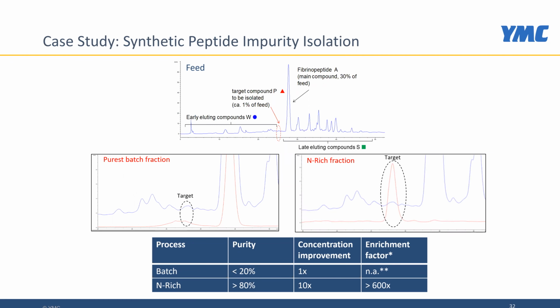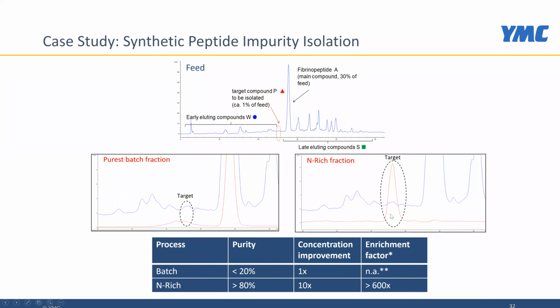This technique is not only applicable to antibodies, but also to peptide impurities, where characterization of impurities is also very important, and it's usually very difficult to get them in pure form. So this shows an example of a fibrinopeptide where the aim was to isolate a certain impurity, which is located here in front of the main peak. And this shows you the purest fraction of the single column run, and in comparison the purest fraction of the Enrich run. And again, the performance of Enrich was very good.